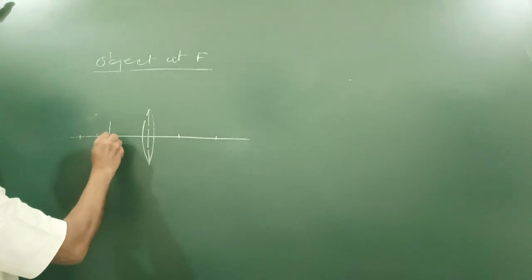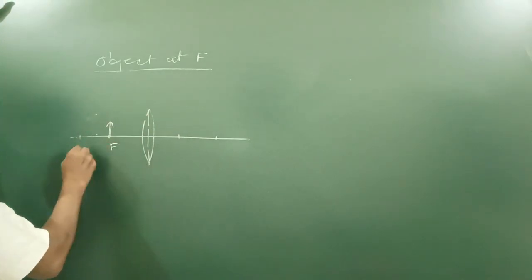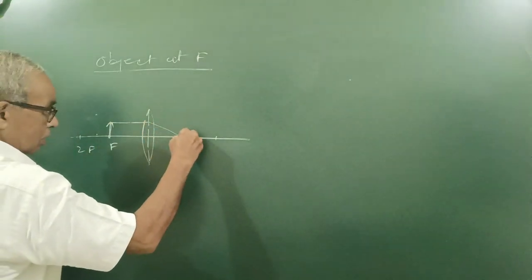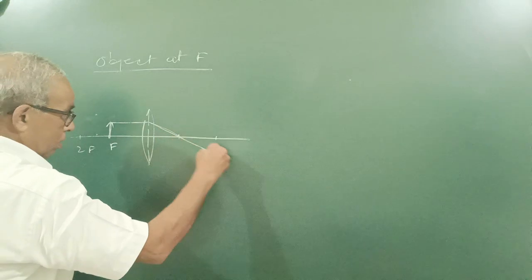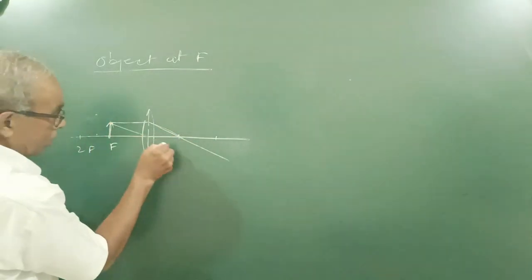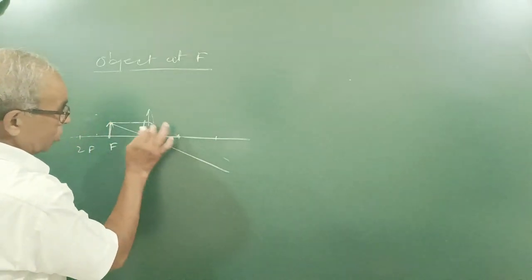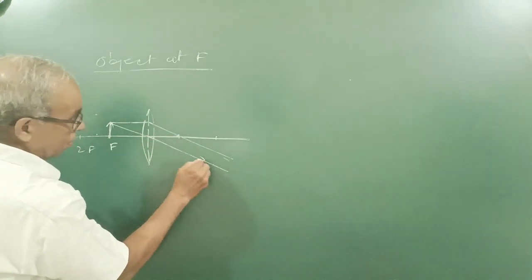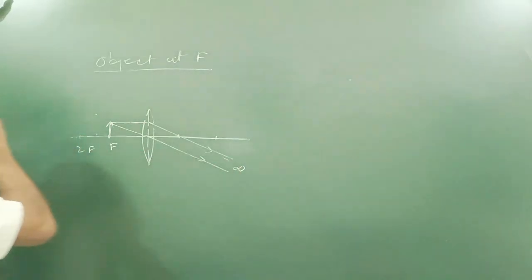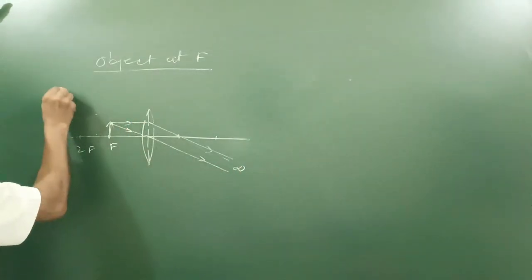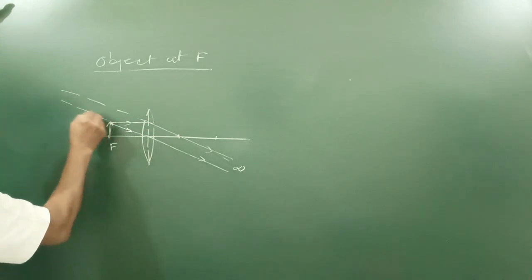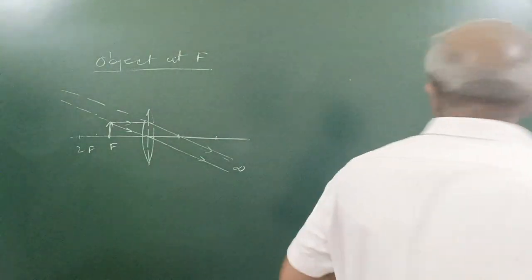Object at focus. It is F, 2F. So a ray parallel passes through focus, then through the optical center. So they remain parallel to each other. And you know parallel rays meet at infinity. Here the image may also be supposed this way. We use this fact also. It cannot be formed virtual here, real or virtual, at a large distance.